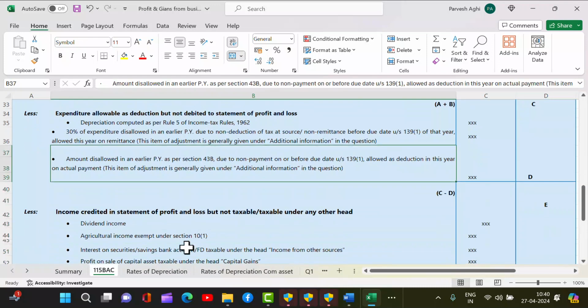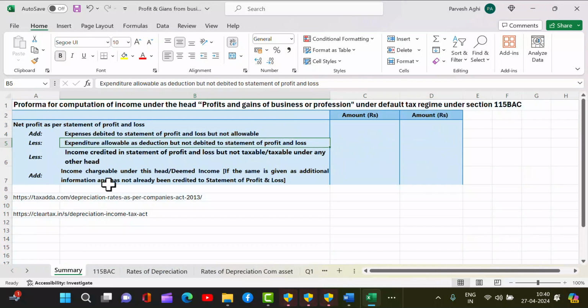Okay, now let's go back to this thing. So Kishore, can you read this? Income credited in statement of profit and loss, but not taxable under any other head. Suppose you have some other income which you have shown in your profit loss account. Suppose it's dividend, for example. Now dividends are taxed under income from other sources. So that means you have to reduce that. Okay, fine. So let's see that.